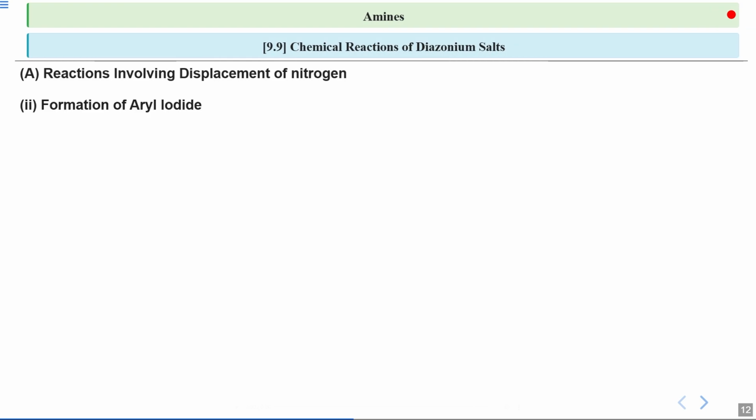Now next we will see about the formation of aryl iodide. This is a specific example where an iodine atom takes the place of nitrogen in an aromatic compound. To carry out this reaction, we warm the diazonium salt solution with potassium iodide, which is KI. So what does potassium iodide do? It provides the iodide ion, which will replace the nitrogen group.